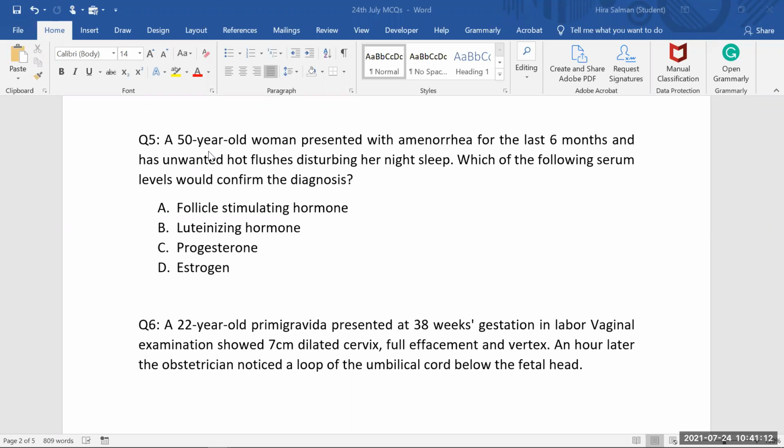Which of the following serum levels would confirm the diagnosis? If you want to confirm the diagnosis, what will you do? So the first and foremost test which we usually perform in order to make a diagnosis of menopause should be the FSH level.